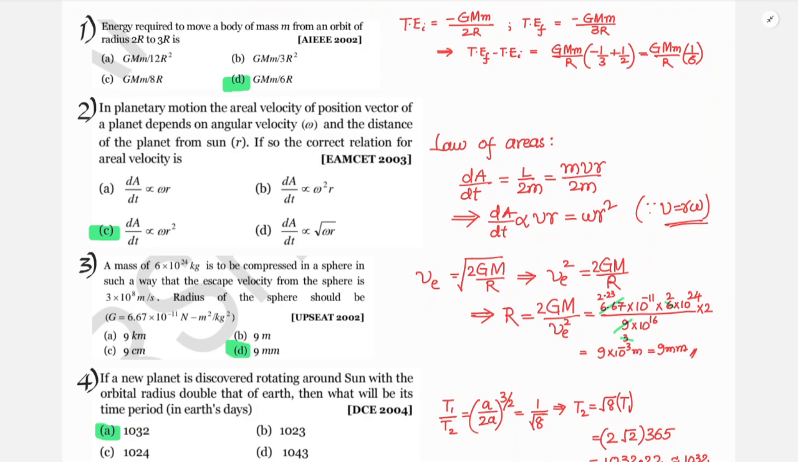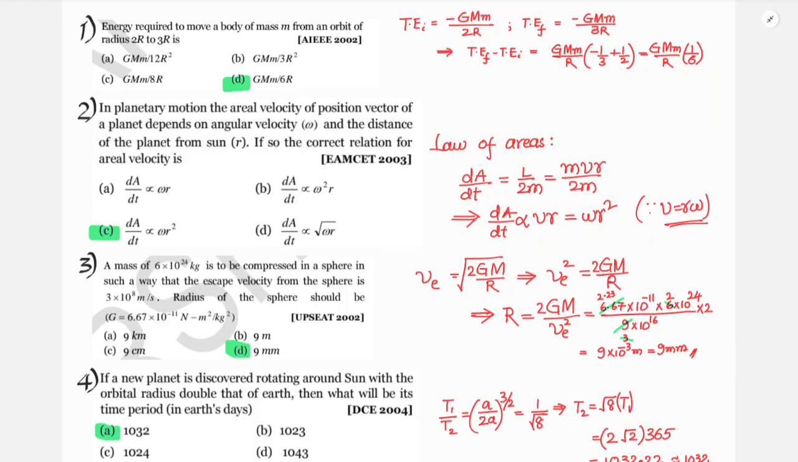Now look at the first problem. Energy required to move a body of mass m from an orbit of radius 2r to 3r is given. So what is that? It is work done. How much does your energy increase to move from the first orbit to the second orbit, where the radii of the orbits are 2r and 3r respectively?